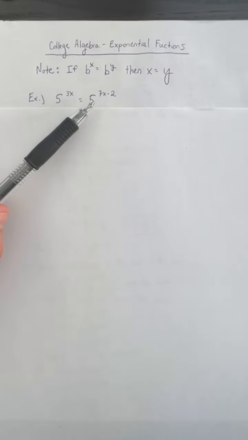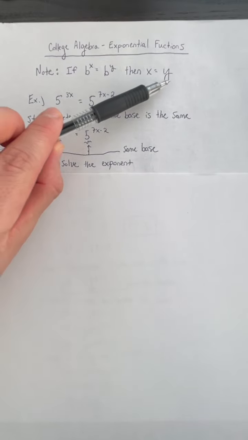So we have 5 raised to the 3x power, which is going to be equal to 5 raised to the 7x minus 2. So the first step in solving this example problem is determining if the base is the same. The base is the same for our example problem, so we don't have to do anything to manipulate that. So we can go ahead and move on to the next step.